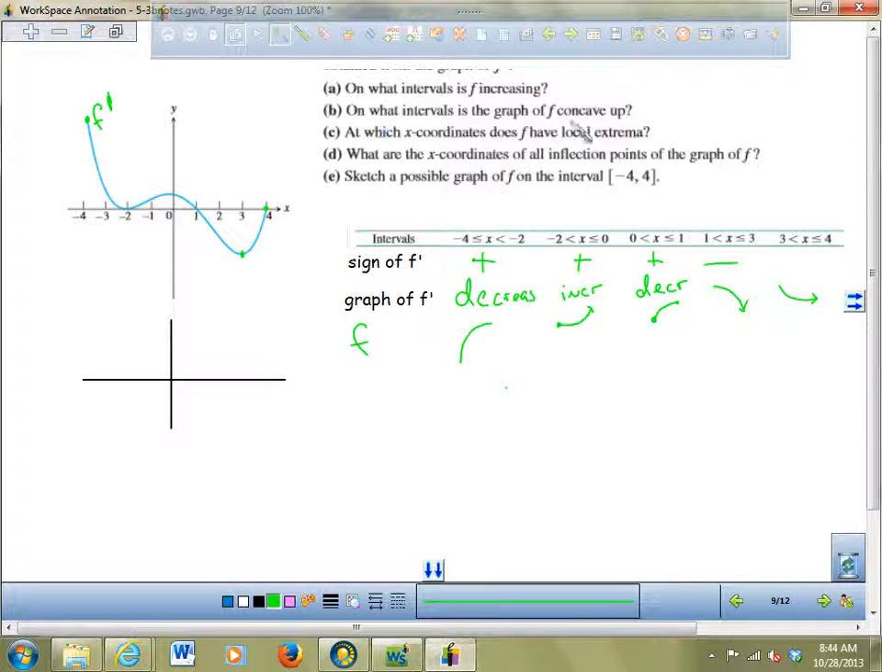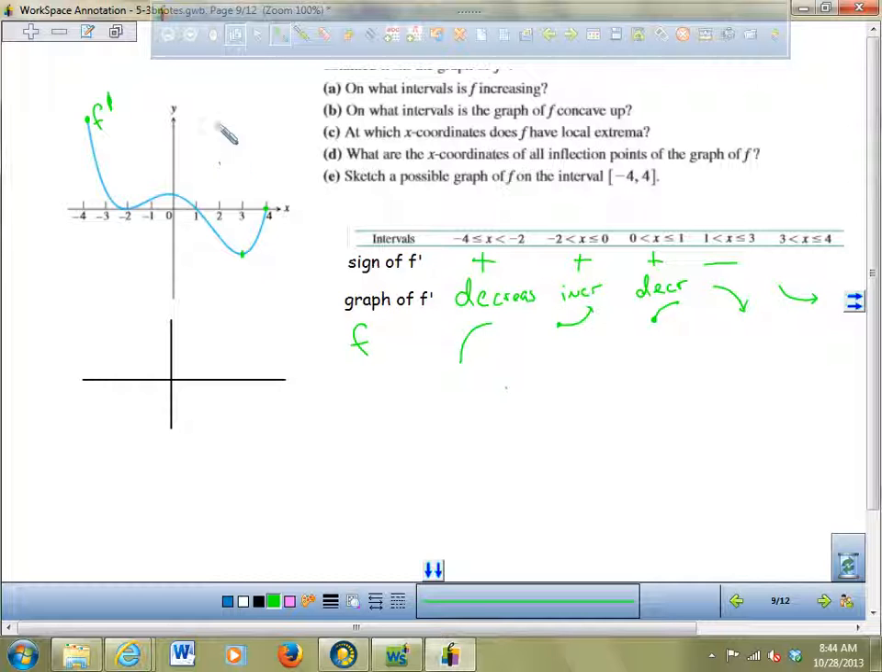On what intervals is it concave up? We just answered that question. On which does it have local extrema? So look at the derivative. Who sees where I have local extrema? Where does the sign of the derivative change from positive to negative? At 1. Where is the local extrema?